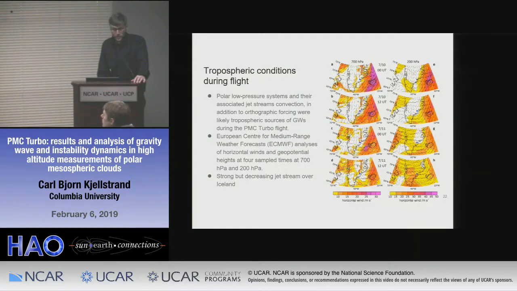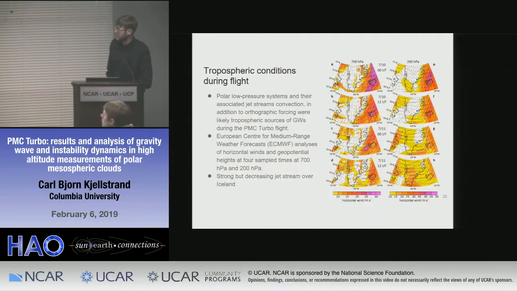We've also looked at tropospheric conditions during flight. Basically, the takeaway is that we see a jet stream that is over Iceland, and it decreases during our flight. We can see that basically in the purple stripe on the left plots of constant pressure. It's a little bit less prominent on the right plots, but we basically see the jet stream disappearing.